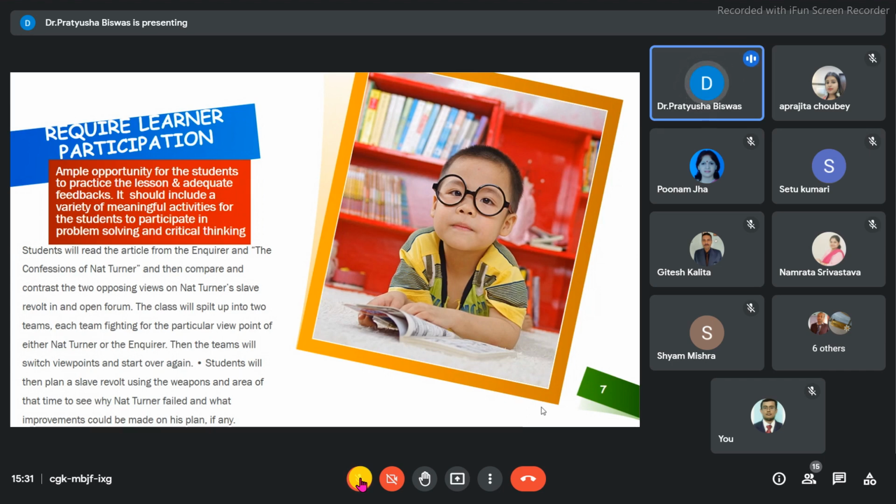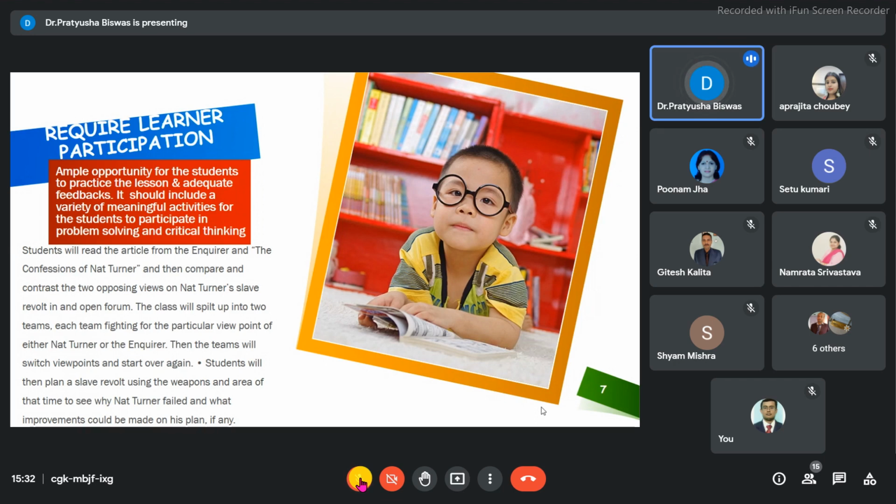Moving on, in the required learner participation, the student will read the article from the Enquirer, the Confession of Nat Turner. This is the additional reading material from their school library that has been picked up. And then compare and contrast two opposing views on Nat Turner's slave revolt in an open forum. Like I told you, I've planned a class discussion for this.